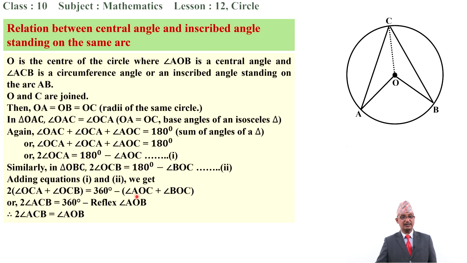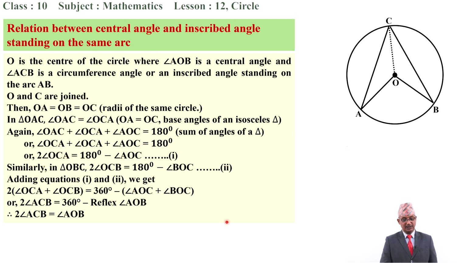So what can we write? 2 times angle ACB equals angle AOB. Here ACB is the inscribed angle and AOB is what? Central angle. So what have we proved? 2 times the inscribed angle equals the central angle. So what is the relation between central angle and inscribed angle standing on the same arc? If both are standing on the same arc, then central angle AOB is 2 times inscribed angle ACB, or you can say inscribed angle ACB is half of the central angle.